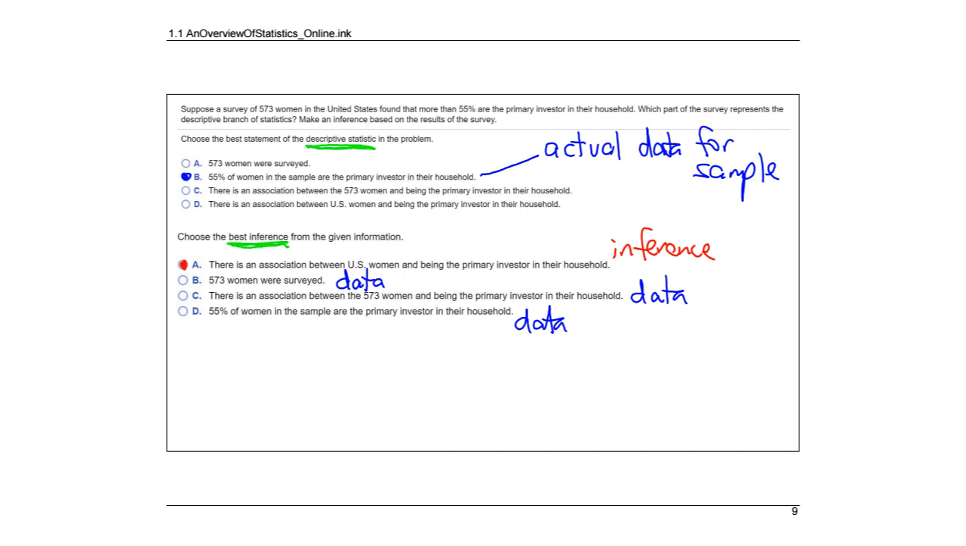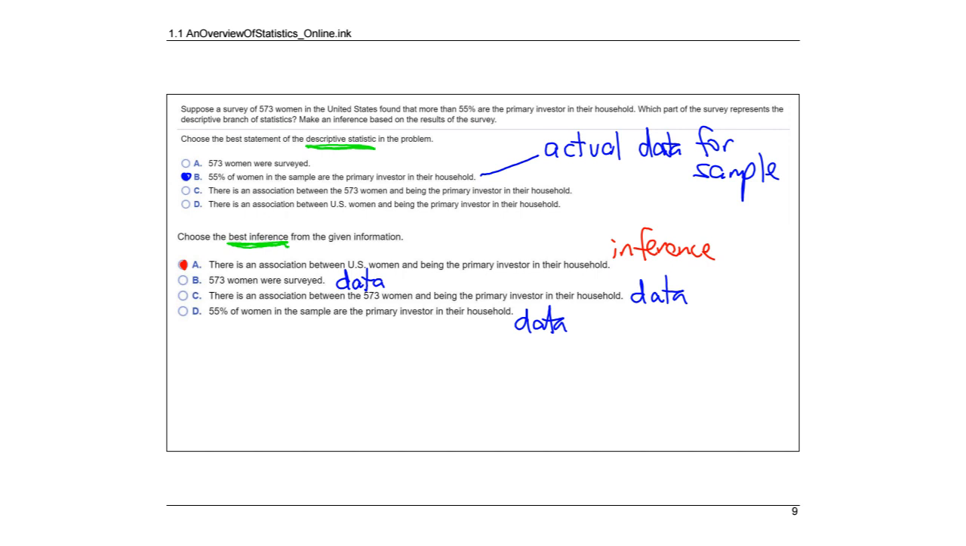What part of the survey represents the descriptive branch of the statistics? So that would be the 55%, right? That's what we found when we talked to these women. That's the data that came out. And so that is the descriptive statistic. Then we want to look at the inference. So it says there is an association between US women and being the primary investor. Okay, well, based on that data, looks like it because 55% of them were the primary investor.